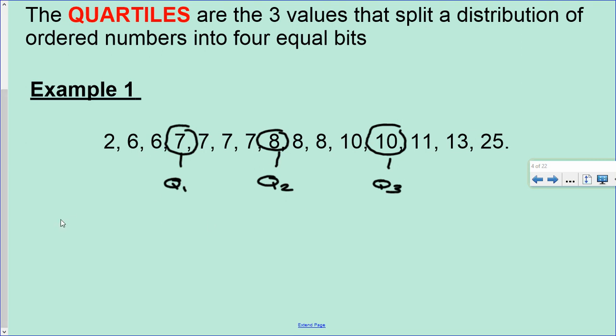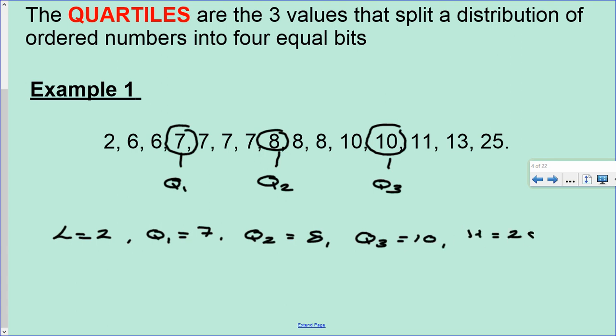If it's not done exactly, then it's not correct. Now we do want a 5-figure summary, so we just have a look. Our lowest is 2. We'll write them out in full. Q1, our lower quartile, is 7. Q2, our median, is 8. Q3, our upper quartile, is 10. And then our highest number is 25.